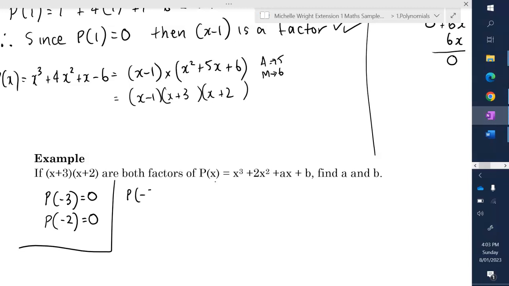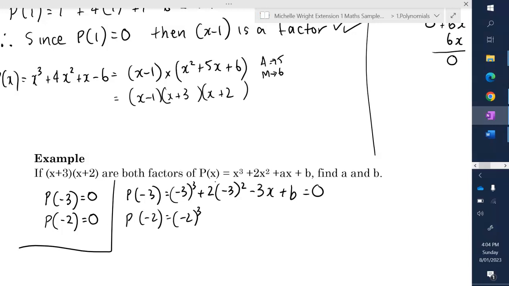So p of minus 3 is going to be minus 3 cubed plus 2 times minus 3 squared minus 3x plus b. That equals 0. If you would like to pause and see if you can have a go at this by yourself, I think that would be a really good idea, but I'll keep going on the video. P of minus 2 will give me minus 2 cubed plus 2 lots of minus 2 squared minus 2a, so I've just popped it in there for the x, plus b, and that will also equal 0.